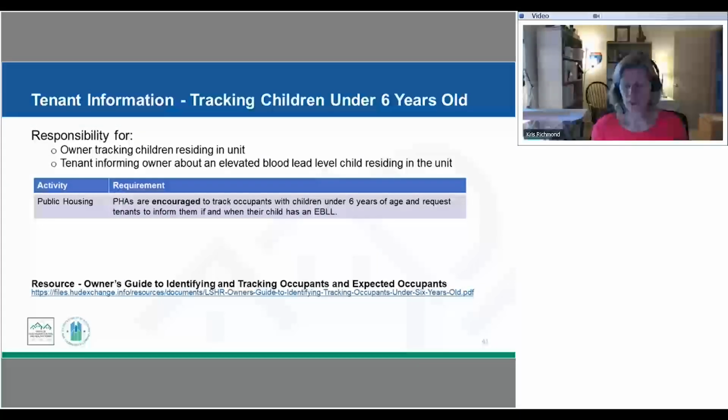So it's also important for PHAs to be aware when there are children under 6 residing in the unit. This information is often gathered at application or yearly lease renewal. It's really going to help implement protocols if an elevated blood level child is identified in one of your units, and we'll talk about EBLL later. We do have a resource here of what you could use to help keep track of children under 6 living in the units.